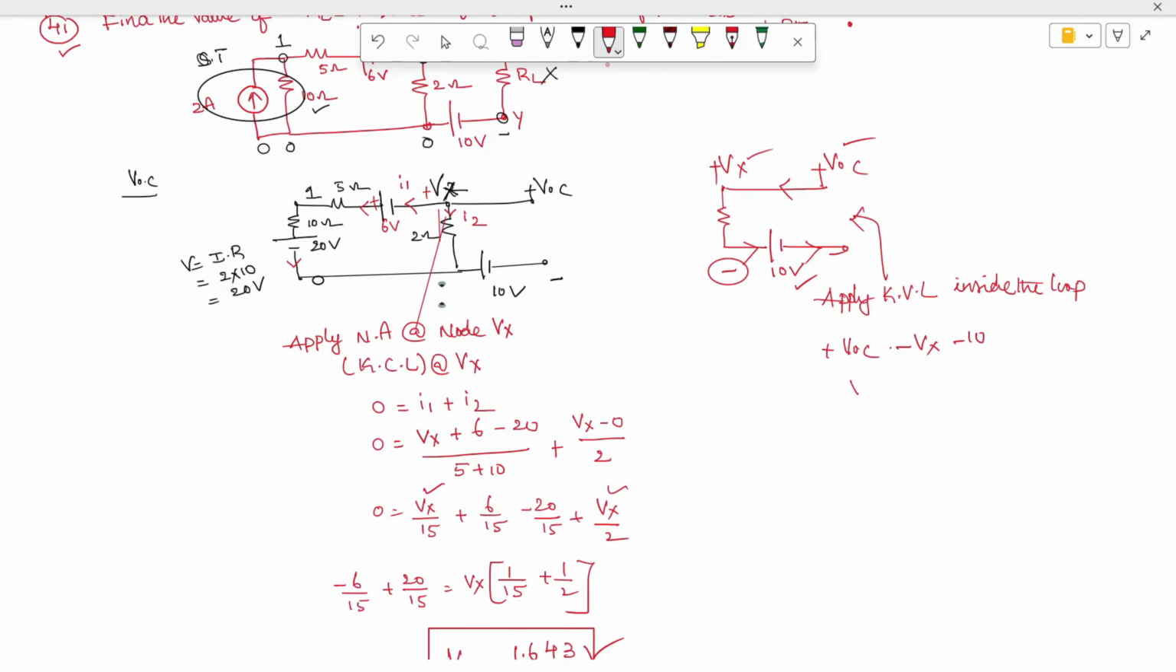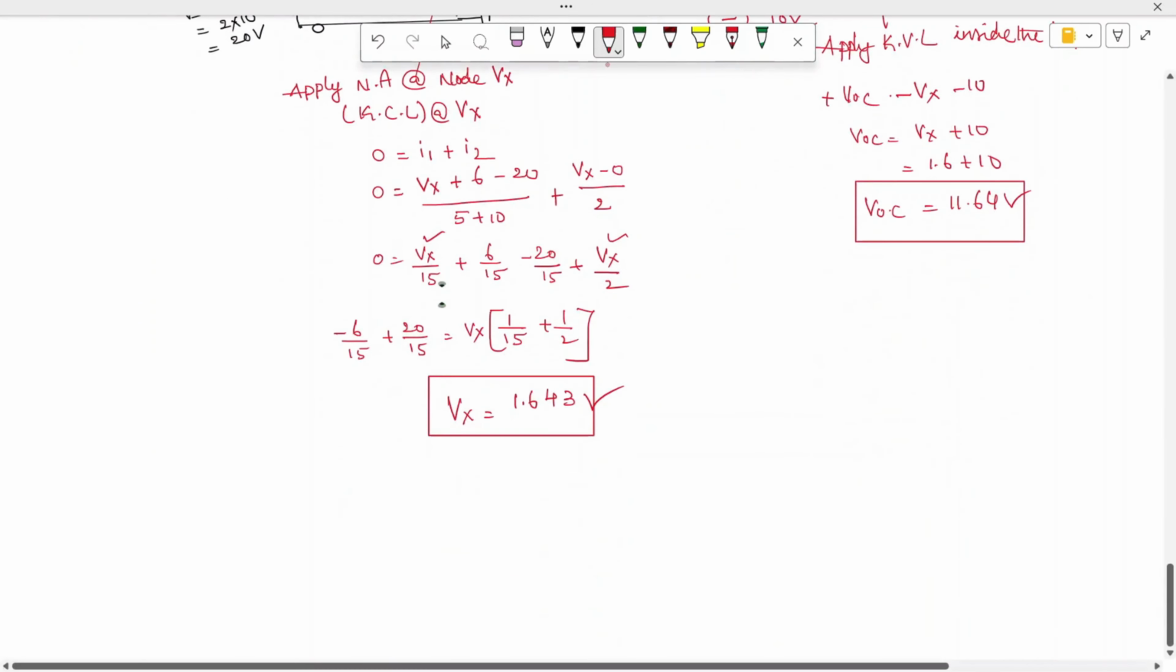So we require the value of VOC. VOC is equal to Vx plus 10. Okay, already the value of Vx is 1.6, plus 10. So therefore the open circuit voltage that we require is 11.643 volts.